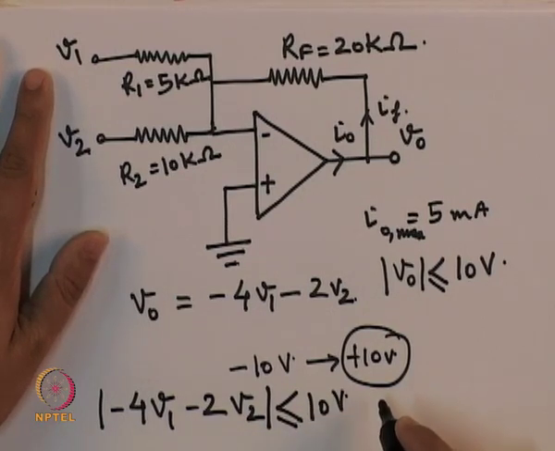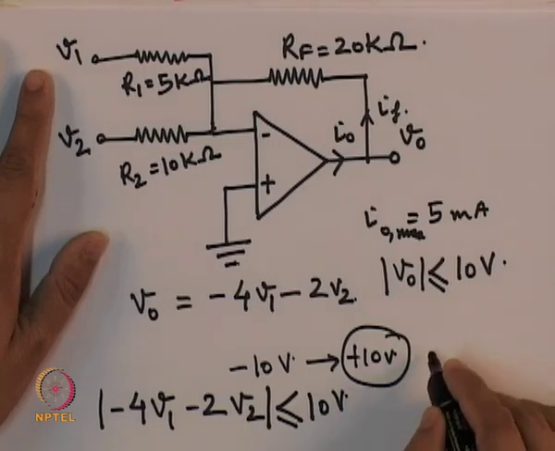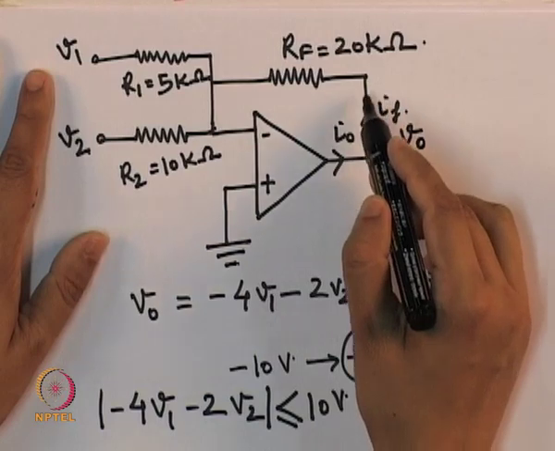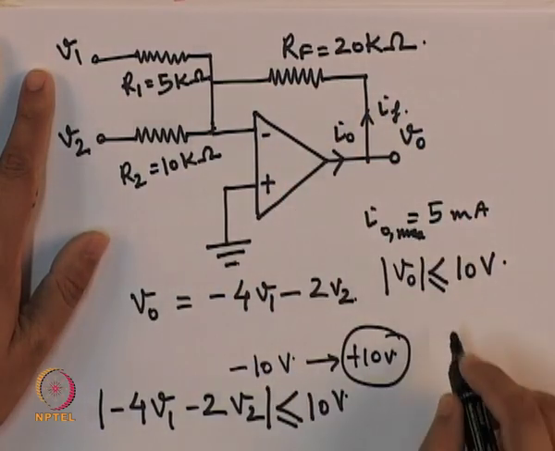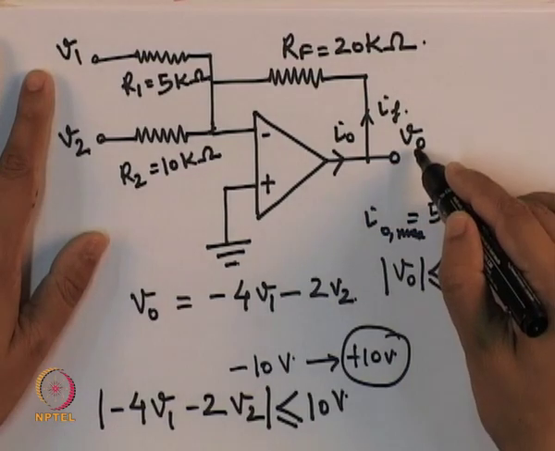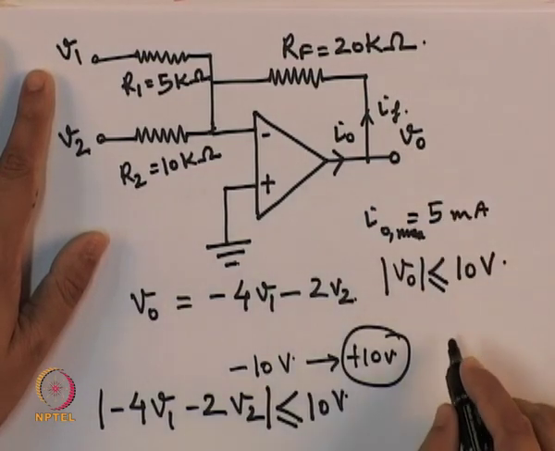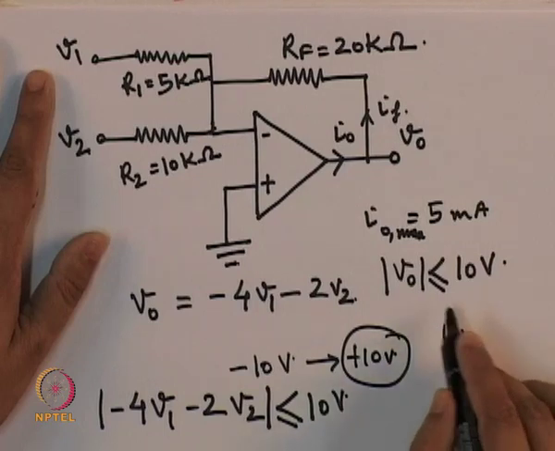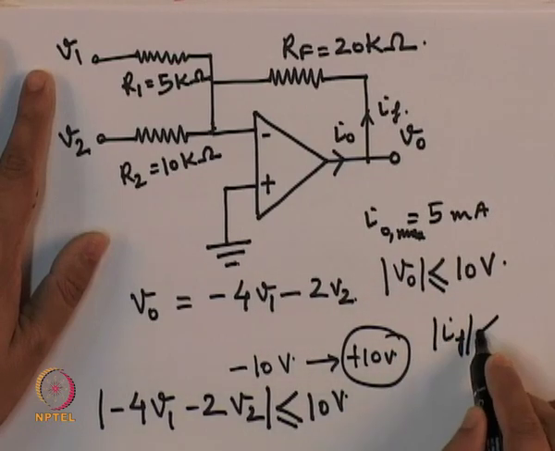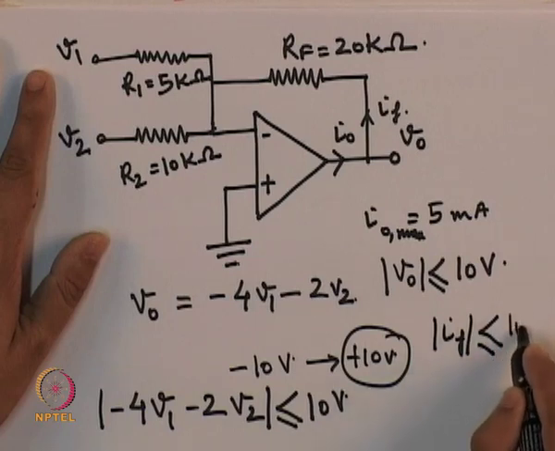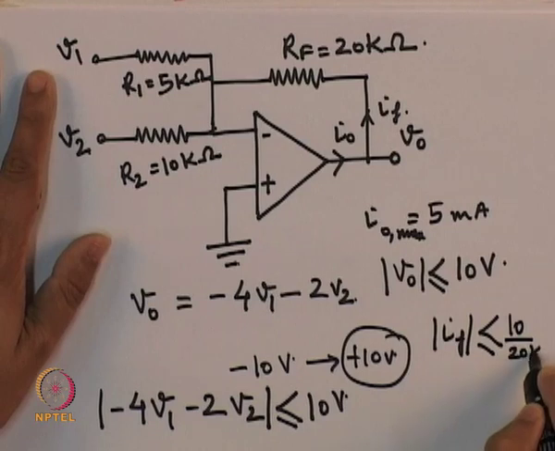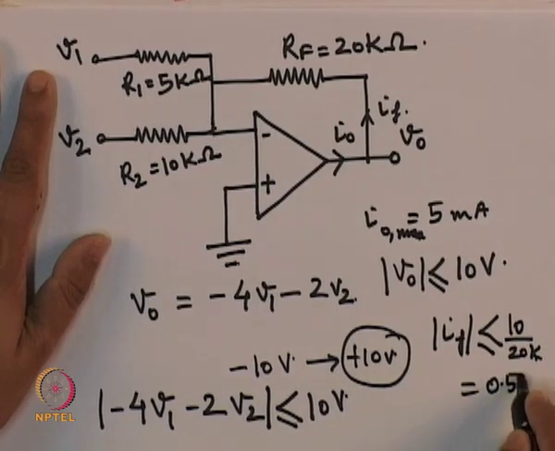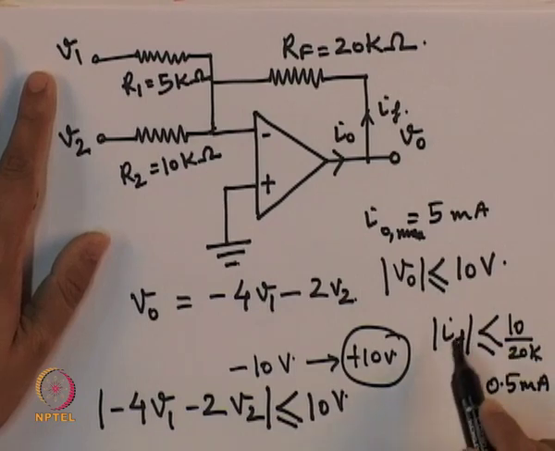Now, in the worst case, we will have an IF, or the current flowing through this resistance. That is, if the output voltage is at its maximum, then IF, the current that is flowing through RF, the maximum value that will be reached is 10 divided by 20 k, which is equal to 0.5 milliampere. So, IF max, the maximum value of this IF, is 0.5 mA, and the magnitude of IF will be lesser than this value.